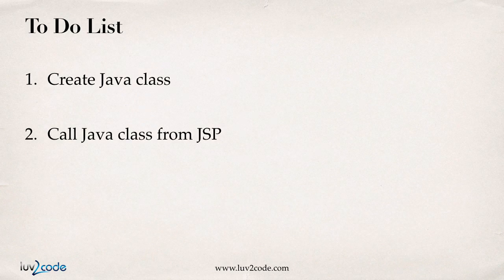Now, whenever I build videos like this, I always like to put together a to-do list. So the first thing we need to do is create the Java class. Once we have the class created, we're going to call our Java class from the JSP page. All right, so a lot of good things in store here. Let's go ahead and dig in and start coding.